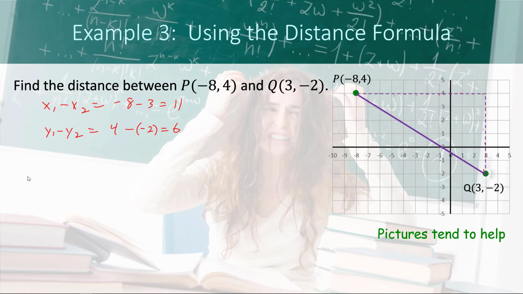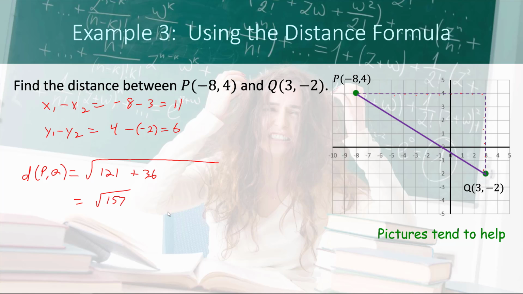And then if that's the case, the distance between P and Q is going to be the square root of the difference in the x values, which will be 11 squared or 121, plus the change in y values squared, which will be 6 squared or 36, and that will be equal to the square root of 157.